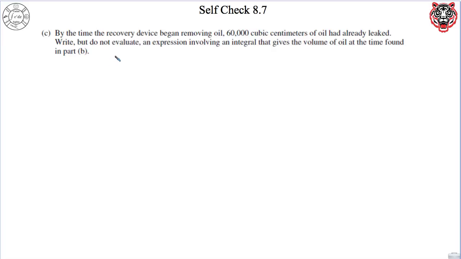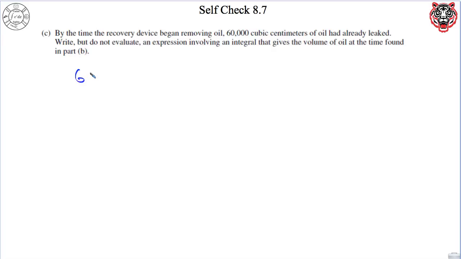And for part C, so it's saying by the time we began, there are already this amount leaked. So now it gave us an initial condition. So we need to evaluate, or not evaluate, but just write an integral that gives the volume found in part B. All right, so initial condition is basically start plus change equals end. We're not finding a function. We're not doing from 0 to t. We're just giving a solid amount of oil.